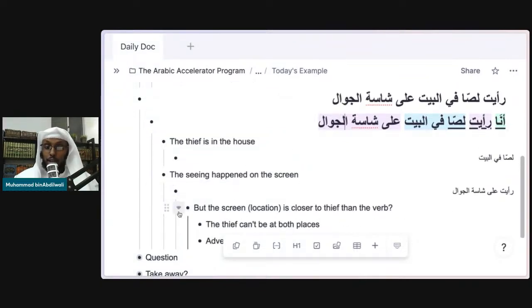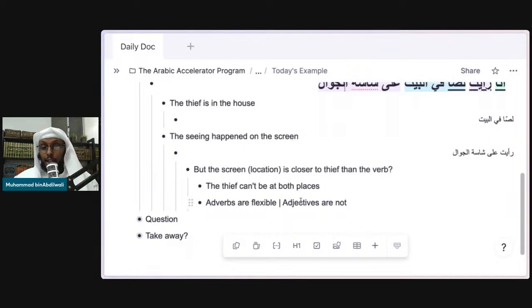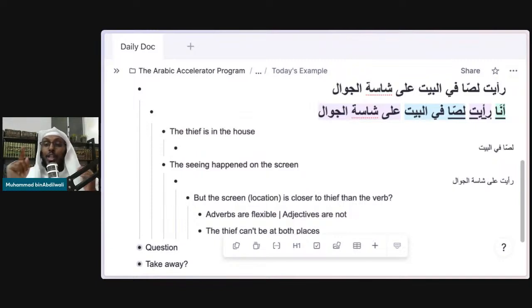The biggest difference is this: adverbs are flexible, and adjectives are not. In other words, adverbs are things about the verb: where the verb happened, when it happened, why someone did something, how the verb happened. Adverbs can be anywhere in the sentence. They're not bound to anything. They can even come before the verb itself.